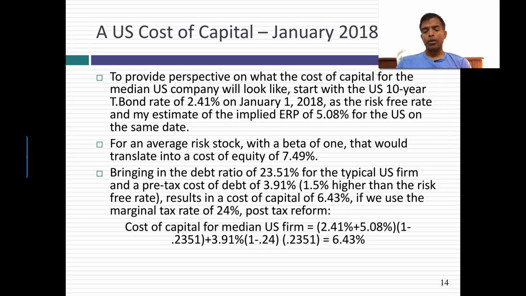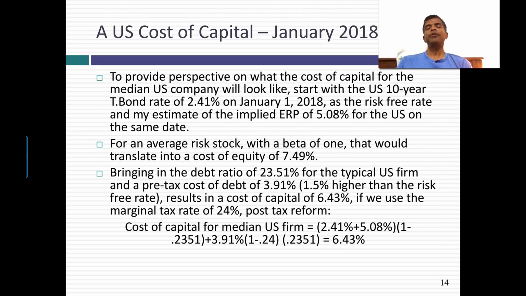7.49% is my cost of equity. 3.91% times 1 minus 0.24 is my after-tax cost of debt. The typical company in the US had about 23.5% debt and 66.5% equity. You plug in that mix, you end up with a cost of capital of 6.43%. Are you shocked? Don't be. Given where rates are today, and given the price of risk in this market, you should expect to see a cost of capital for a typical company of 6.43%.